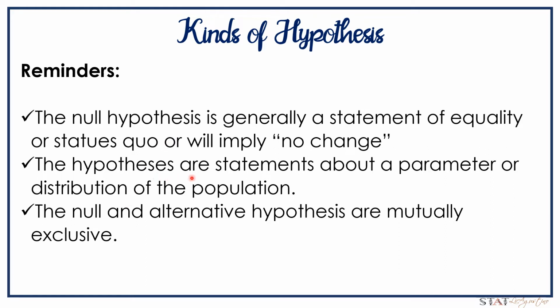The hypotheses are statements about a parameter or distribution of the population. And then the null and alternative hypotheses are mutually exclusive. When I say mutually exclusive, meaning they are non-overlapping, because you need to have a statistical decision. If your sample data falls into this area, then you should have a distinct decision that it is fail to reject or reject H0. So that is the reminder about the hypotheses: the null and alternative hypotheses must be mutually exclusive.